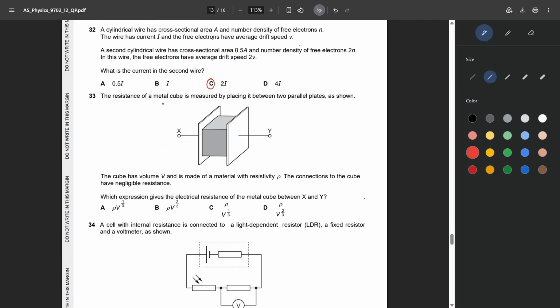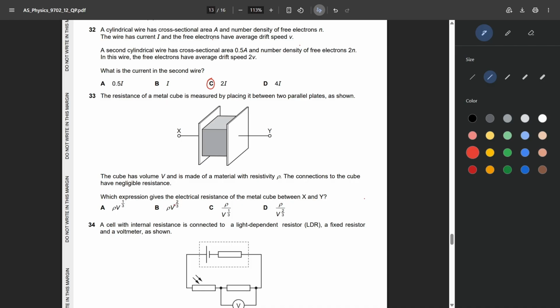The resistance of a metal cube is measured by placing it between two parallel plates as shown. The cube has volume V and is made of a material with resistivity ρ. The connections to the cube have negligible resistance. Which expression gives the electrical resistance of the metal cube between X and Y?